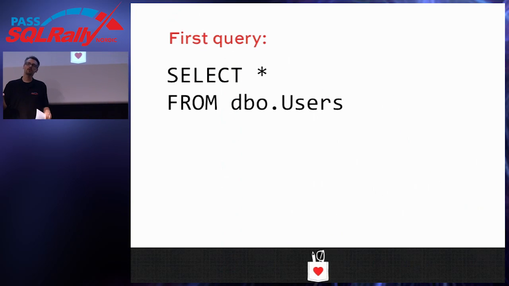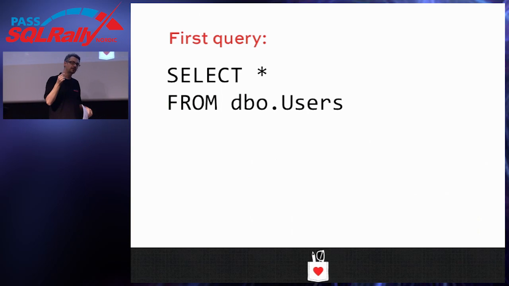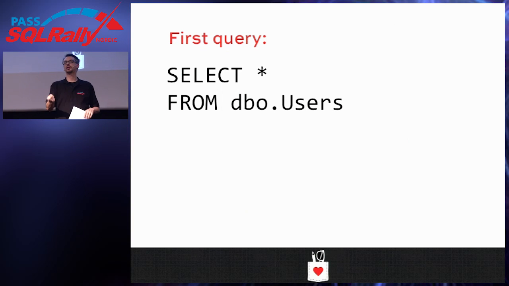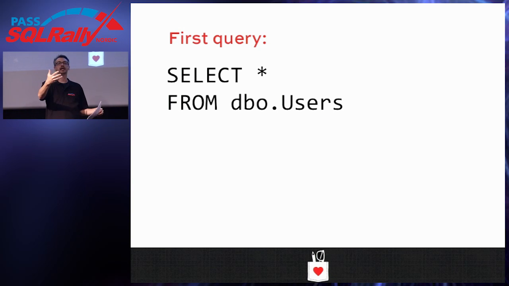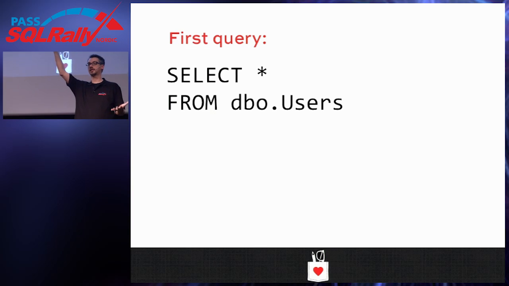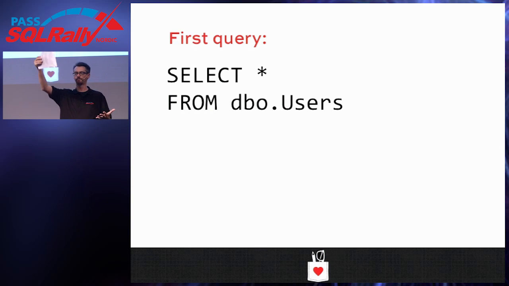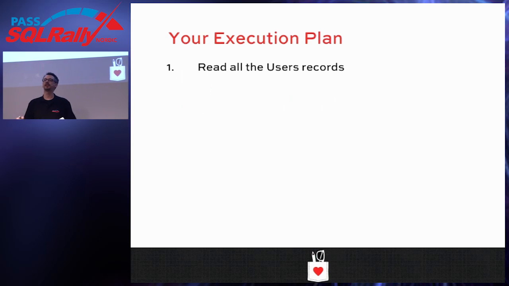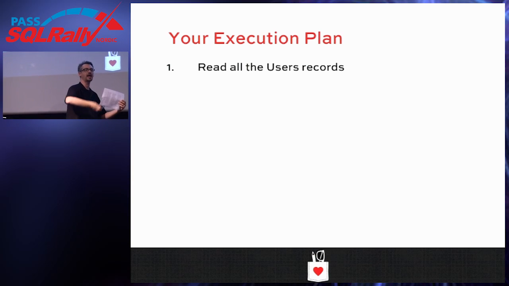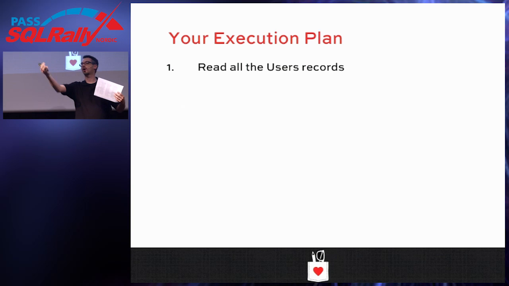The first query you're going to get is select star from DBO users. And what I'm going to have you do is build your execution plan in plain English. Think about how you would accomplish this if you had a stack of 1,000 of these pages in front of you. Well, what you do in plain English is you'd simply read through all of the pages, saying every row out loud.